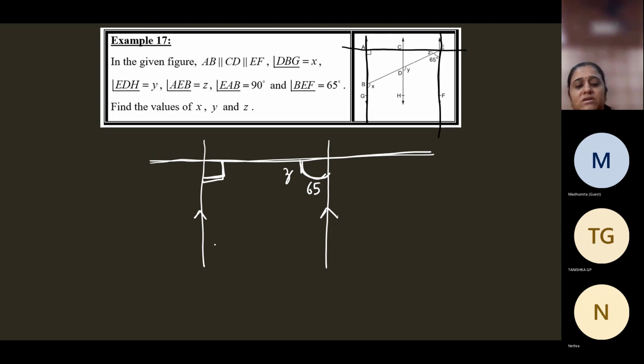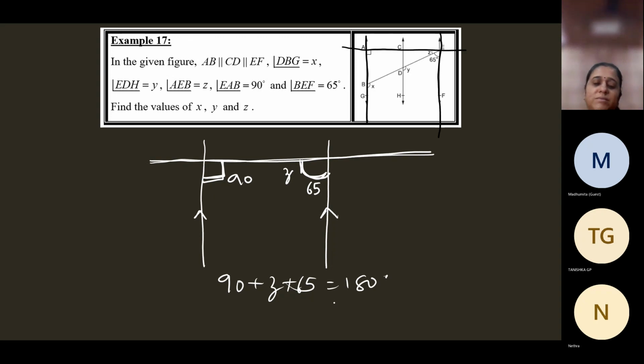So they're supplementary. This angle is Z plus 65, and this one is 90. Z plus 65 plus 90 is equal to 180. Co-interior angles are supplementary. So Z is equal to 180 minus 155, 25 degrees.